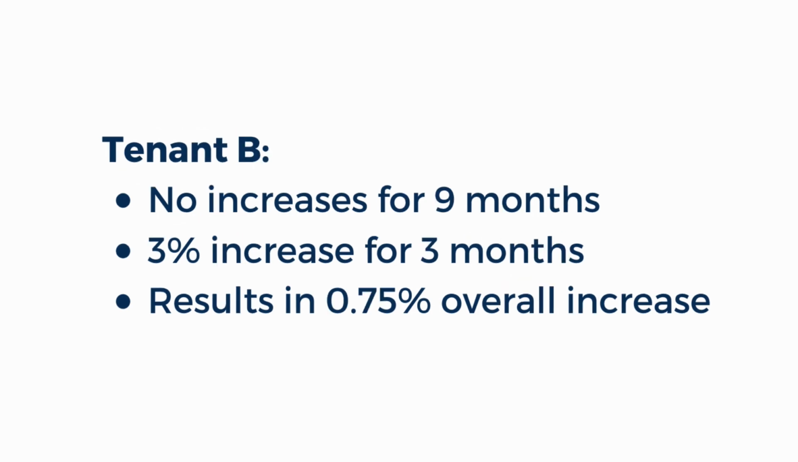And looking at tenant B, you can't increase their rent for 9 months. You do a 3% increase for the remainder of the year, which is 3 months at the increase. Over the course of the entire year, you're only getting a 0.75% increase in rent. So if you're forecasting an increase in rents in year 1, be very, very careful. Now let's go see this in action.